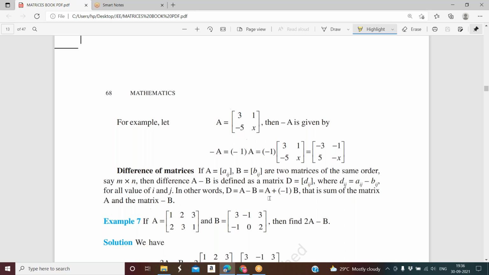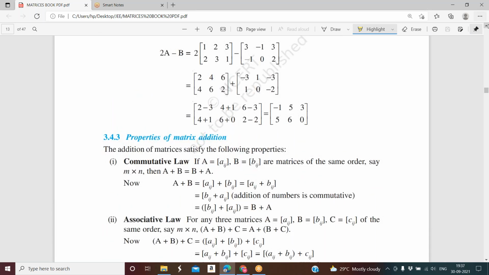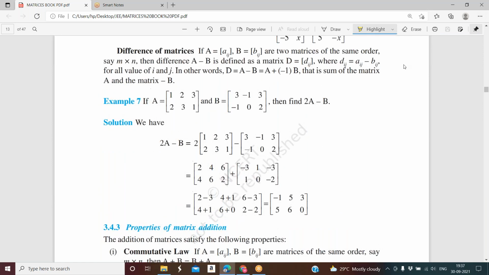How have I defined it here? A plus -1 into B. So this is written in the form of the sum of two matrices, namely A and the matrix minus B. See this example. If A is a 2 by 3 matrix, 2 rows and 3 columns, and B is also a 2 by 3 matrix, then only we can define subtraction. Otherwise, we cannot define subtraction. If the order is not the same, then we cannot define the difference of matrices.